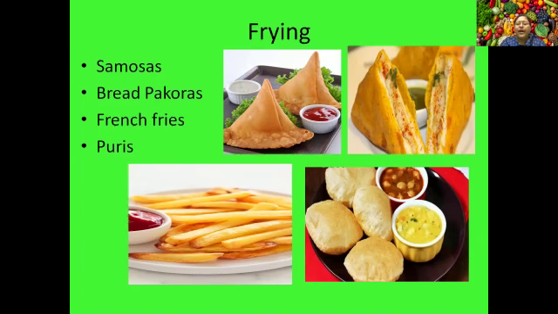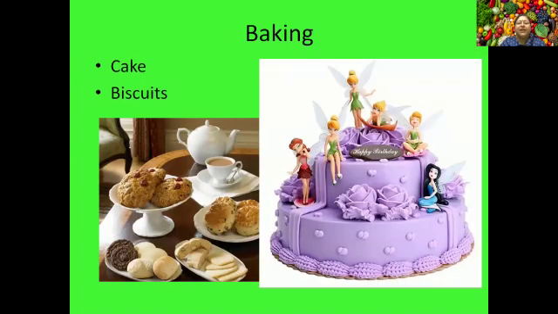After frying, we have baking. Now you can all see there's this very tasty cake on the right side, and you have tasty looking biscuits also. Now, basically what you do in baking is you put the raw ingredients inside the oven and it gets baked. So baking is used for baking cakes and biscuits. Baking is also a good way of cooking food because oil is not used.